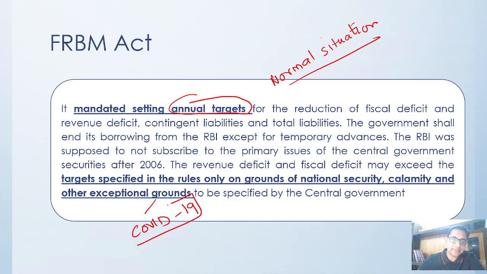COVID-19 pandemic that has happened, that is an exceptional ground. Because of the pandemic, you can bypass this law. That means it is not like you have to remain under this law. You can do the borrowing only on certain specific grounds, and then this rule will not be that much applicable.